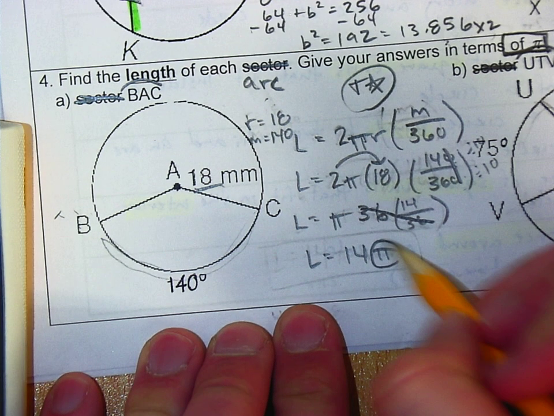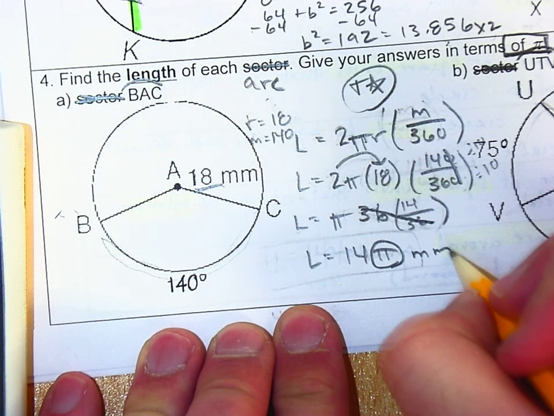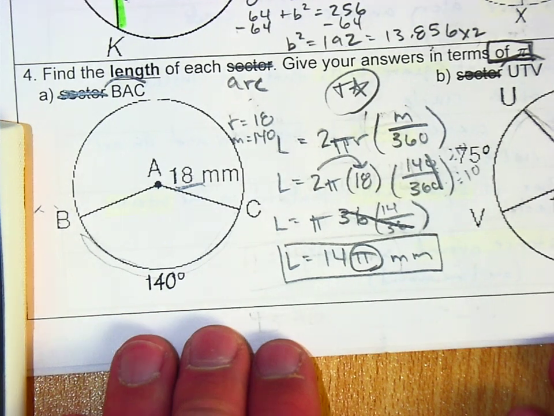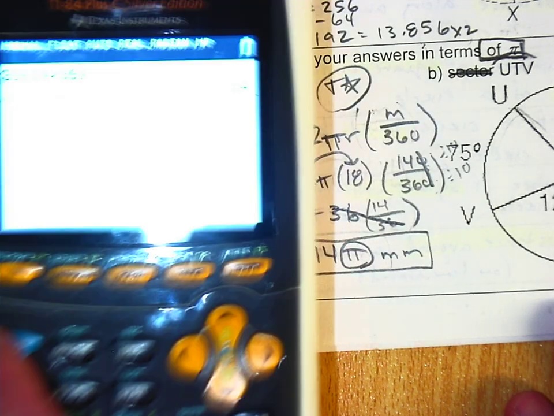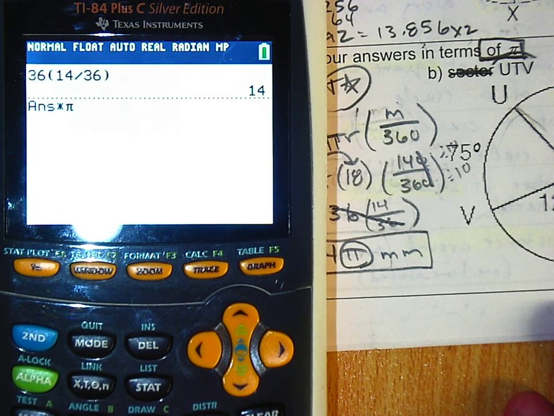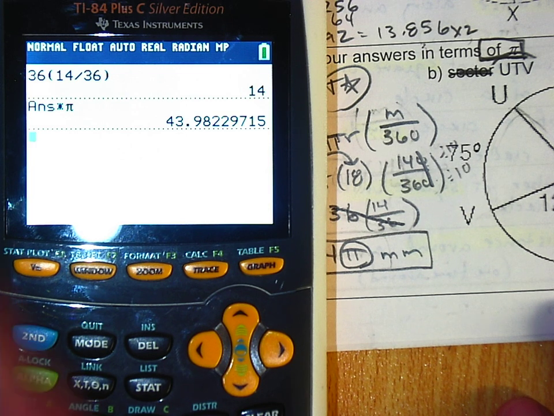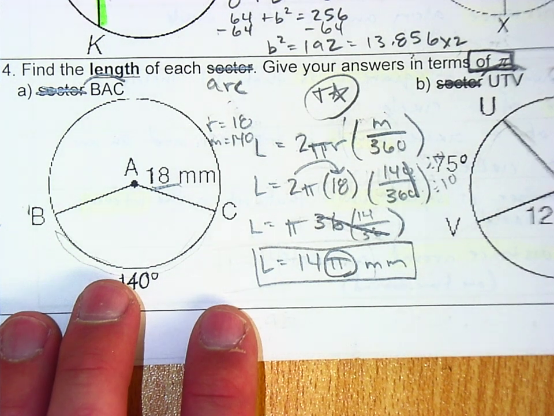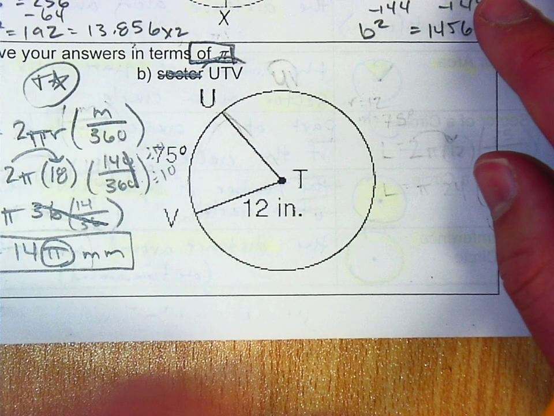And they wanted it in terms of pi. So we're going to leave that pi there. Okay. If they asked me to round, they didn't. But if they did, I would just take that answer, hit the times button, second pi. Not negative, enter. And that would have been the answer. But they didn't. They just asked it in terms of pi. And so we're looking for the next one now.